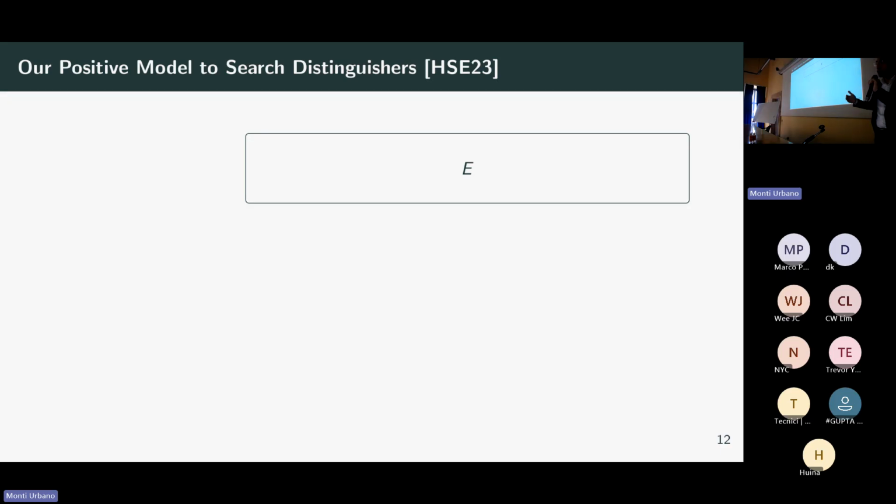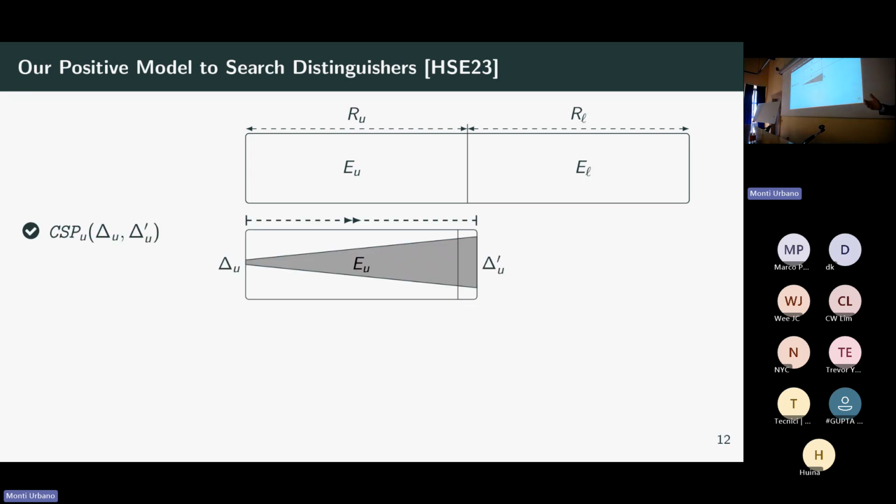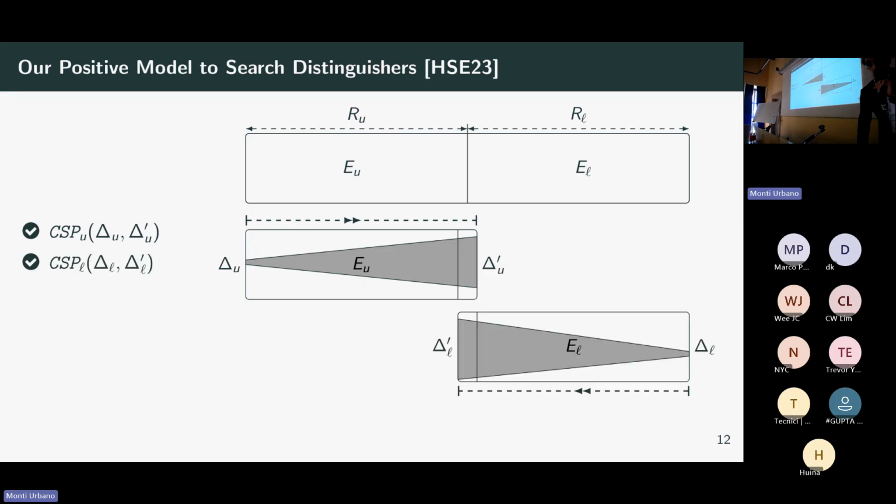So in Eurocrypt 2023, we proposed a simple method based on external solvers to find distinguishers. We proposed a positive model, and it works like this. Let's say we want to find a distinguisher for block cipher E. We divide it into two parts, upper and lower. Then we model the propagation of the property, whatever it is, linear, differential, whatever it is. We model the propagation of the property in the forward direction with probability 1, and we also do the same for the backward direction.